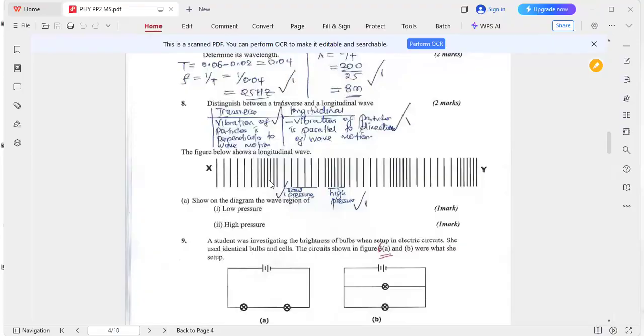Here we have a longitudinal wave. The figure below shows a longitudinal wave. Show on the diagram the wave region of 1, low pressure. Low pressure is a region of rarefaction, where the wave fronts are far apart from each other. High pressure is a compression, where the wave fronts are close to each other.